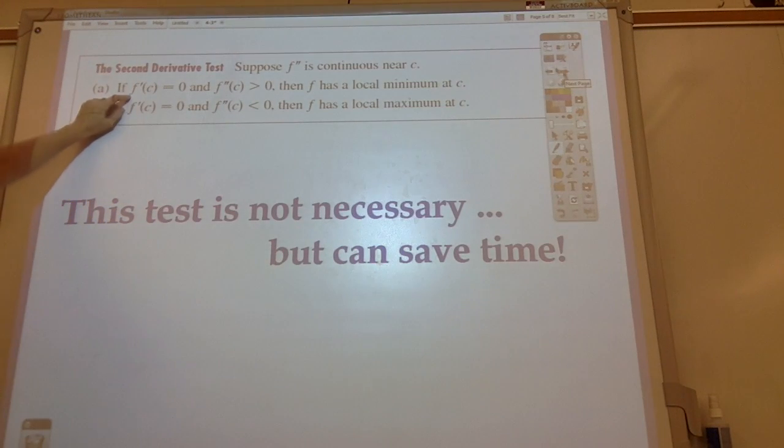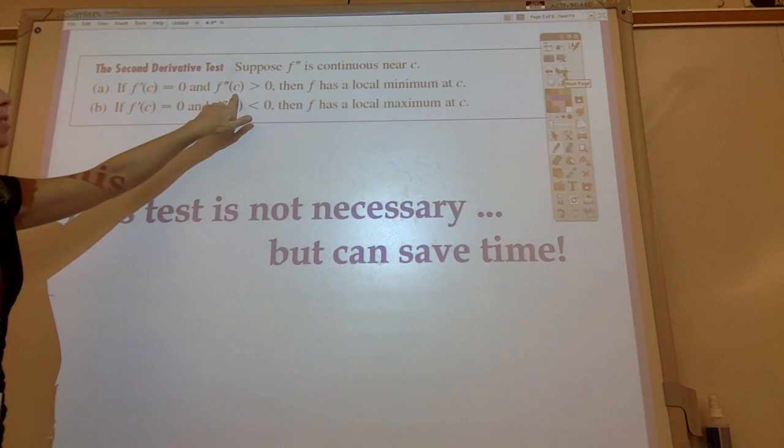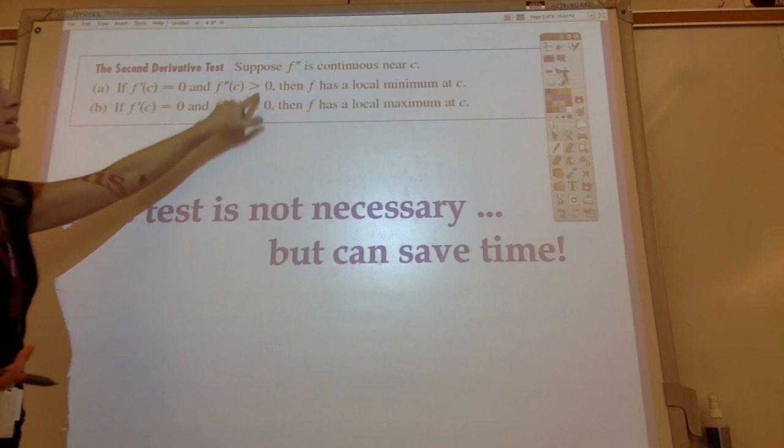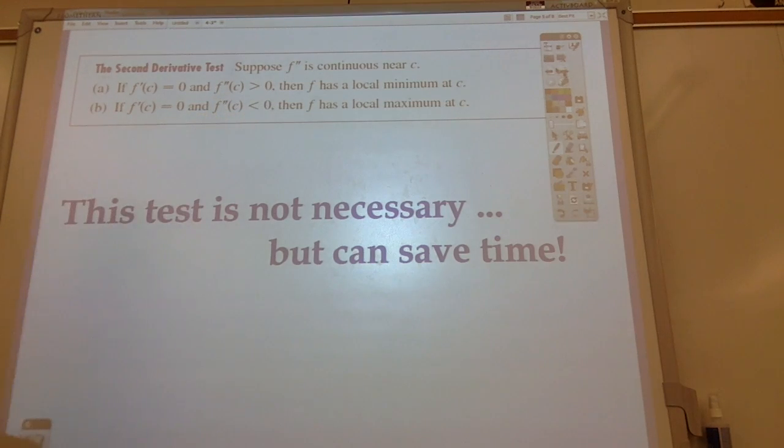So, again, you set the first derivative equal to 0, plug that number into the second derivative, and if it's positive, it has a local min. If it's negative, it has a local max.